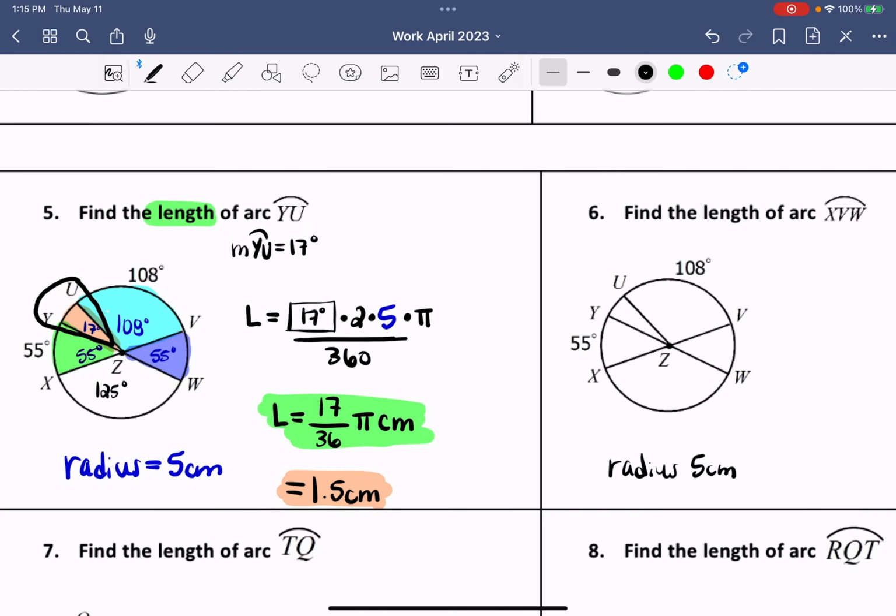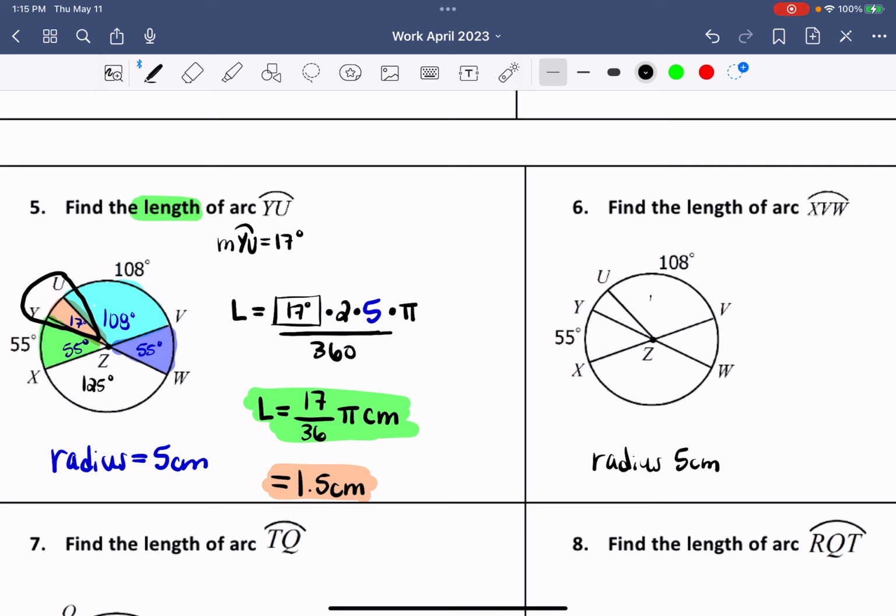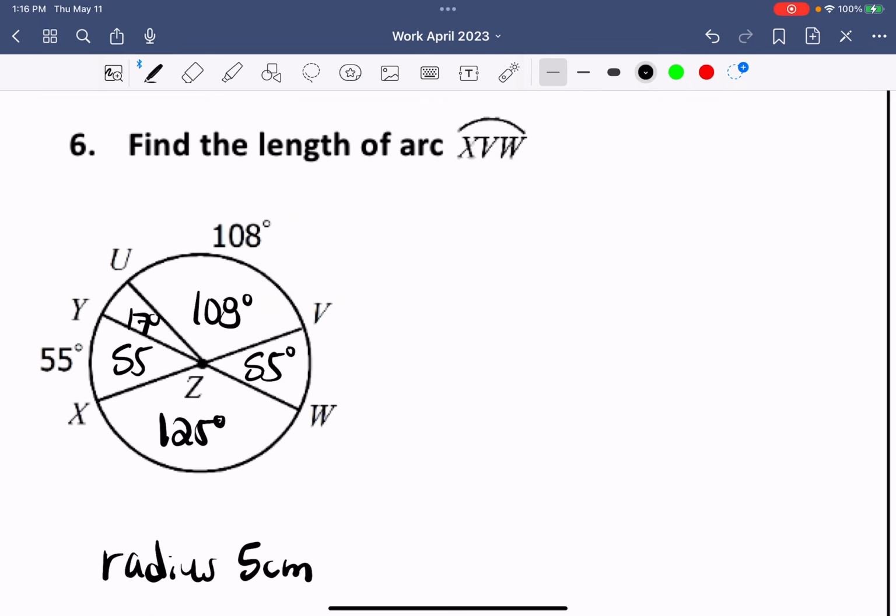The nice thing is that we already figured out all the degrees. So this is 108 because it's the same picture. This is 55. This is 17. This is 125. And this is 55 degrees. So now we just need to find what is the measure. How many degrees is X, V, W?